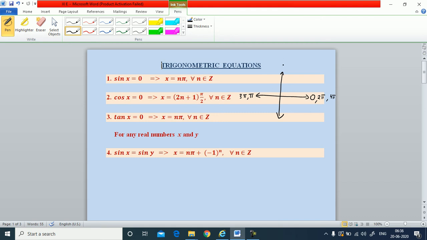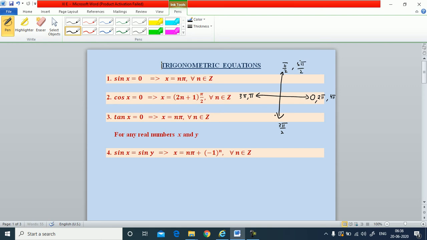You will find cos at 90 degree or at pi by 2 radians is 0, and it is also 0 at 3 pi by 2 radians. So every time your angle will coincide with pi by 2 or it will coincide with 3 pi by 2, cosine of that angle will become 0. So see, after 3 pi by 2, if we go ahead by 180 degree or pi radians, the angle will become pi by 2 plus pi. That on solving comes out to be 5 pi by 2. So for that also cos becomes 0.